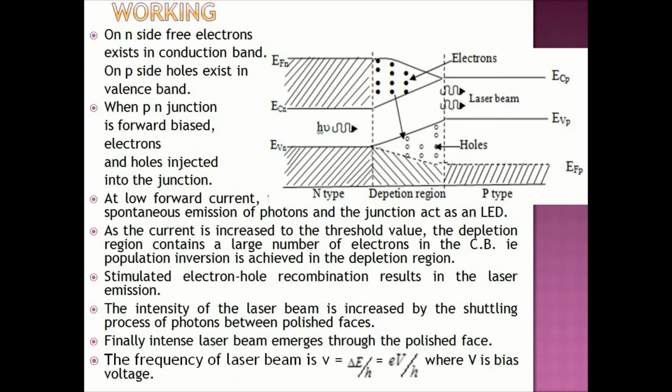Now we will go to the working. On n side free electrons exist in the conduction band and on p side holes exist in the valence band. Here in n type the free electrons are the majority carriers and in the p region holes are the majority carriers. When PN junction is forward biased, that means p-type material is connected to the positive terminal and the n-type material is connected to the negative terminal, hence it is forward biased. The electrons and holes are injected to the junction.